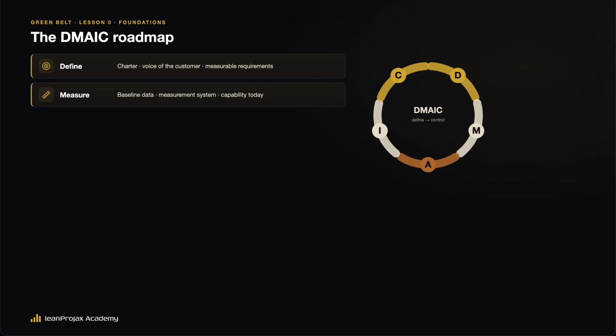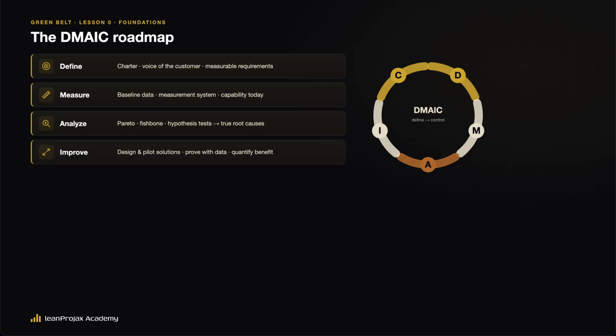Measure. You establish the baseline. You collect data, validate your measurement system, and compute capability: how well the process meets spec today. Analyze. You find the true root causes. Pareto charts show where the pain concentrates. Fishbone diagrams and hypothesis tests separate suspects from culprits.